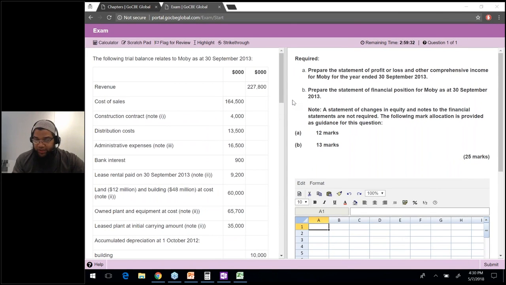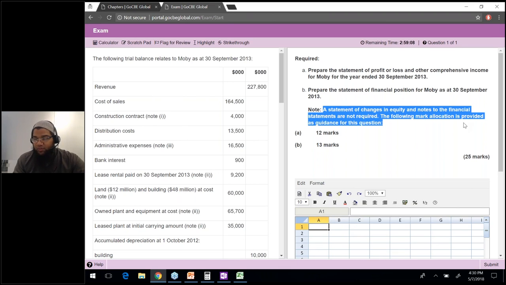Okay, so the question has loaded. Now the requirement says: prepare a statement of profit or loss and other comprehensive income for Moby for the year ended 30th September 2023. Prepare a statement of cash flow. Prepare a statement of financial position for Moby as at 30th September 2023. And in the note, the question says that a statement of changes in equity and notes to the financial statements are not required. And the following marks allocation is provided as guidance for this question.